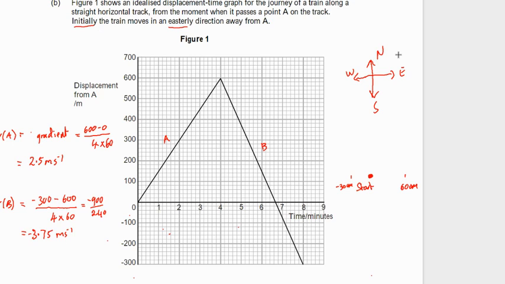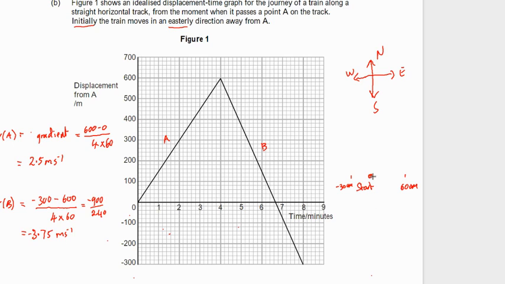direction. Okay, so as soon as it says easterly direction, I've just drawn the compass north, east, south, west, so I can get my bearings right. Okay, so it moved, let's say, that way. Easterly direction. So let's say it's moving right, just for argument's sake. So what we've got is that for the first 4 minutes, it moves to 600 meters from A.